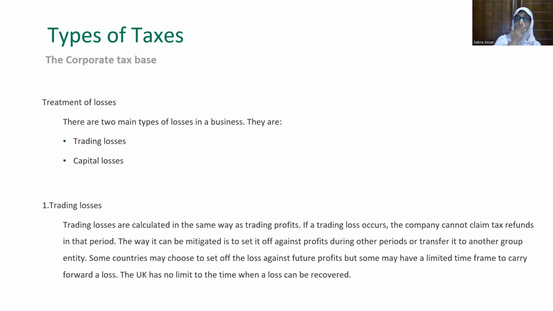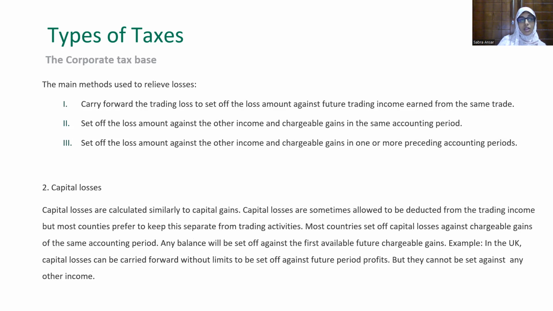So this is about the trading loss, where the company cannot claim tax refunds to that particular period. So it can mitigate to set it off against the profit during the other period or anything of that sort. That is a trading loss.